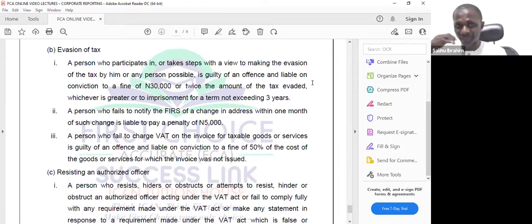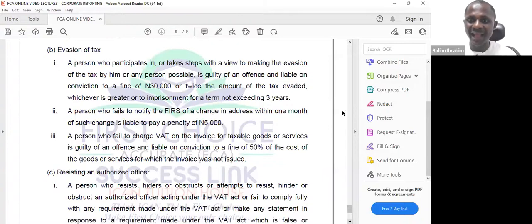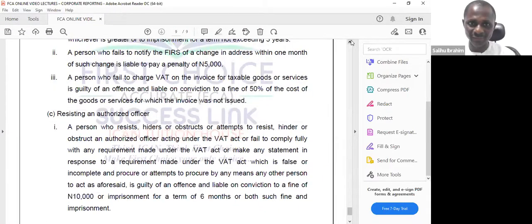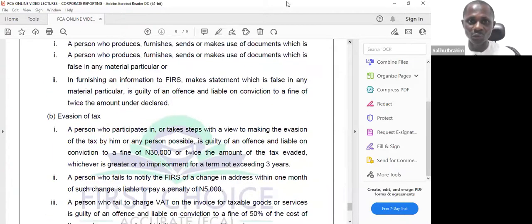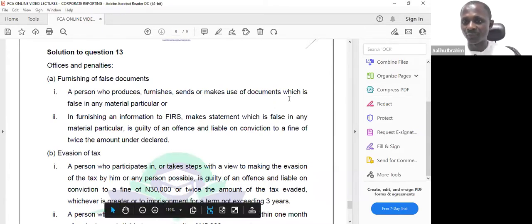So, ladies and gentlemen, these are reasonable things you are expected to know as far as value-added tax and stamp duty is concerned. Let me take your question in the next 1 to 2 minutes before we call the class off.